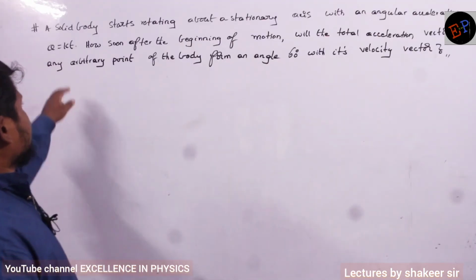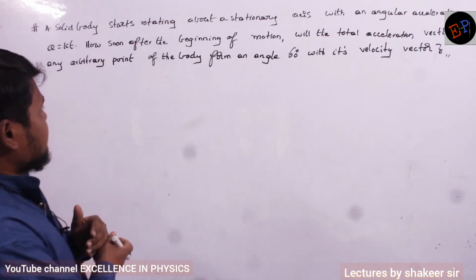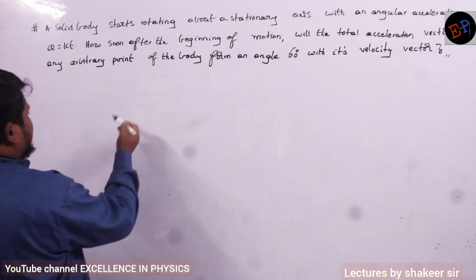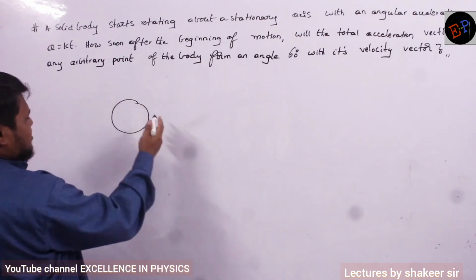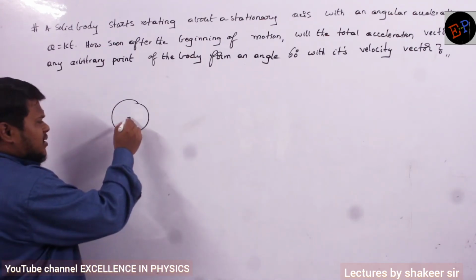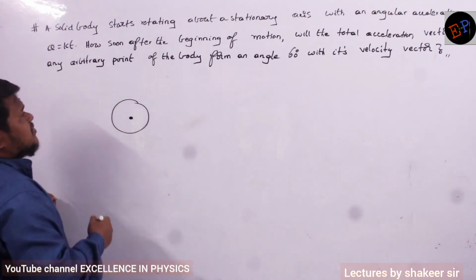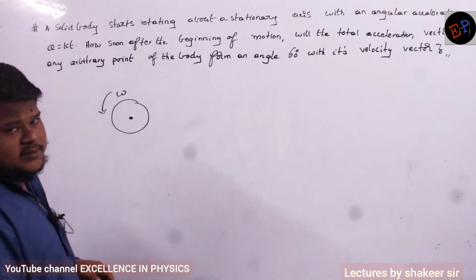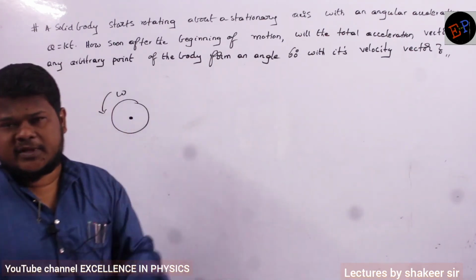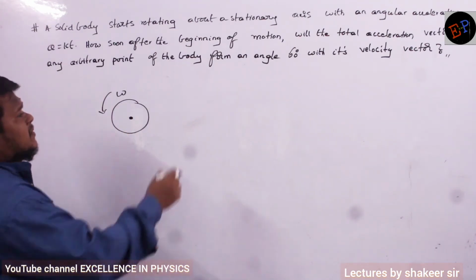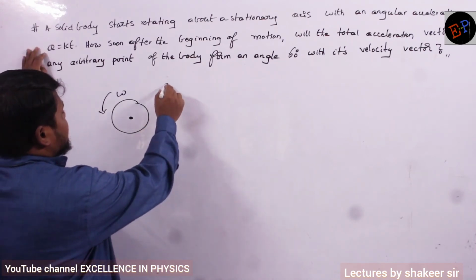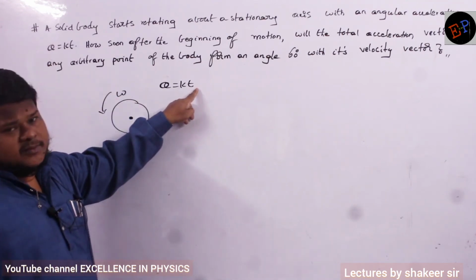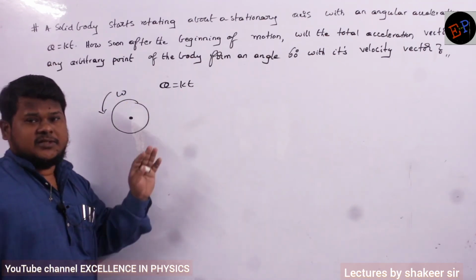So see here. A solid body is starting rotation about a stationary axis. Any body, any regular body or irregular body. Consider any disk, ring, anything, rotating about this axis of rotation. With varying angular velocity, because acceleration is there, the angular velocity will be continuously changing. With an angular acceleration, the alpha value is given as k into t. It means if time is changing, angular acceleration is also changing.